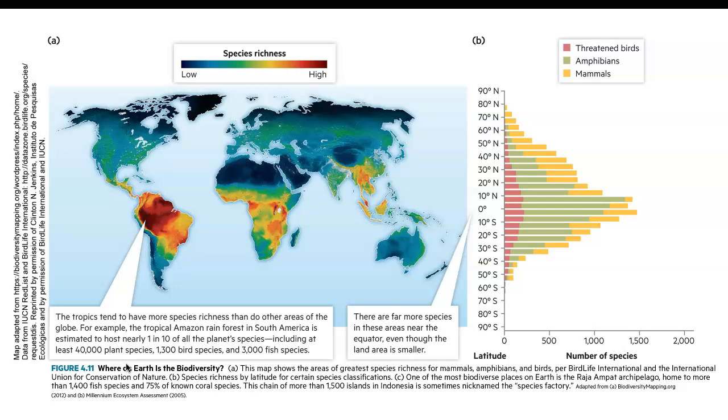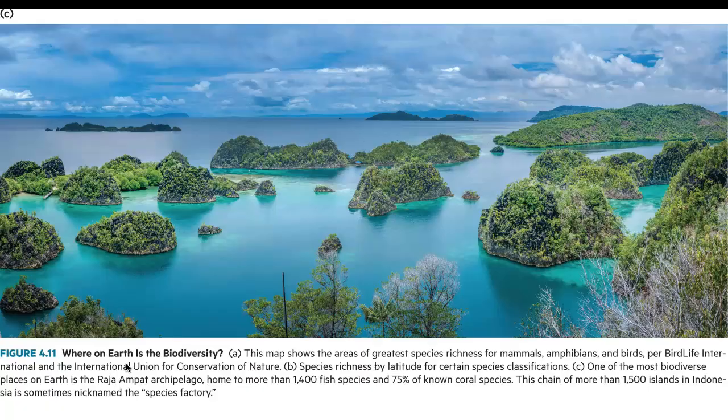And from this slide, you can see the bright colors on the left side are the species-rich areas of the Earth, especially the tropical rainforests. And the right side displays the threatened species. Those species are threatened, or many species are going extinct. And this big, beautiful picture shows you one of the hotspots on Earth.